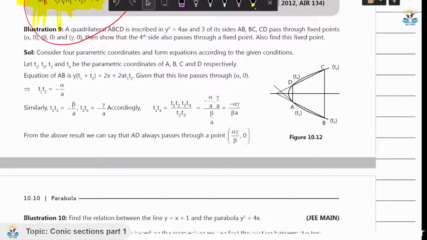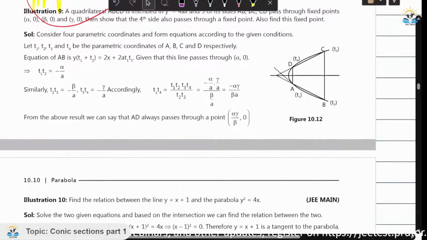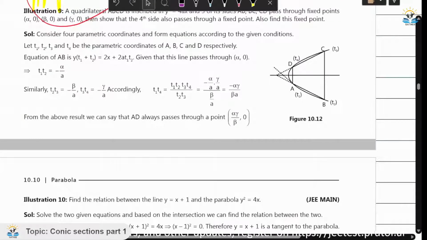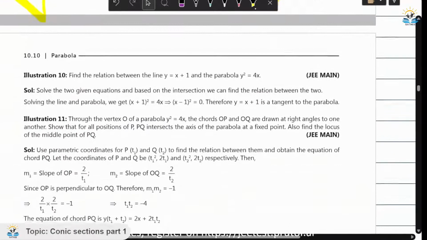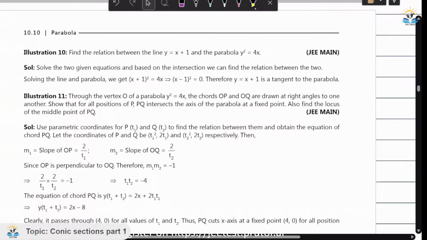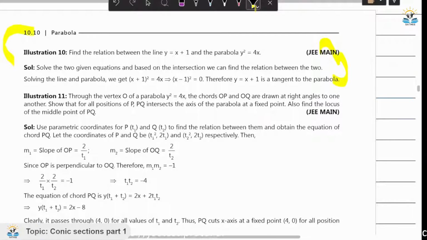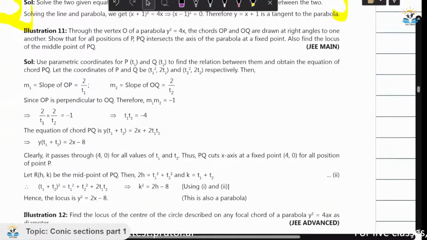Equation of AB is y = of course, and then we have different equations. Okay, very easily we found that it's a fixed point. You guys can read through it, because basically they have done the solution for us. So we'll just read through and move on because I have to cover more points. Again, very basic question. You just have to find the relation.